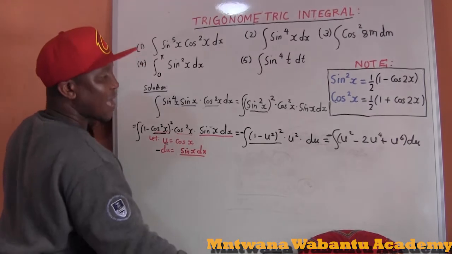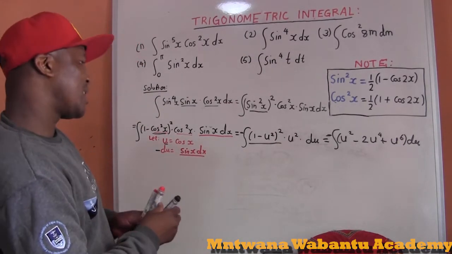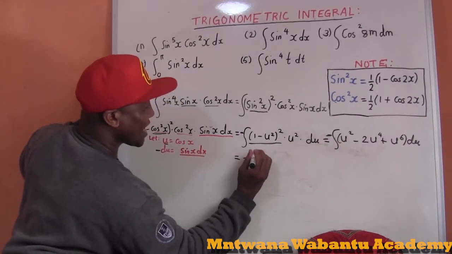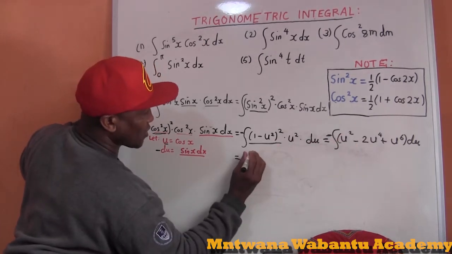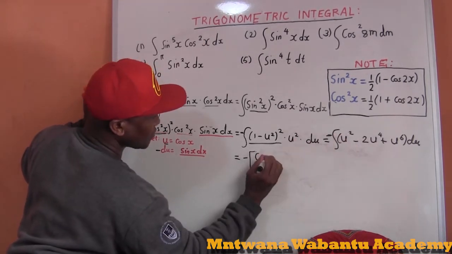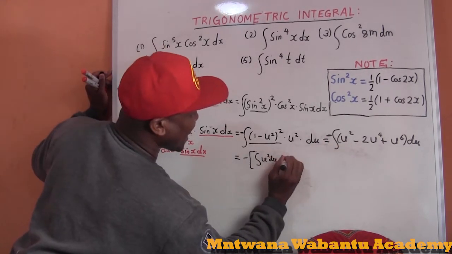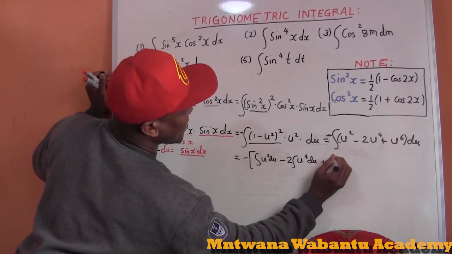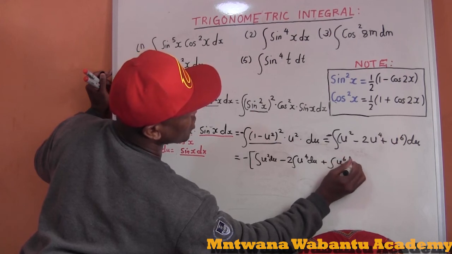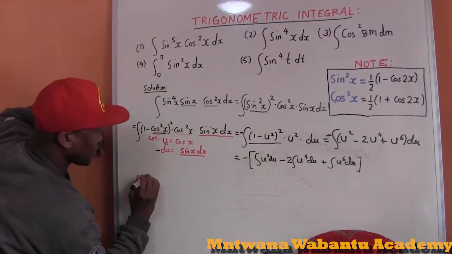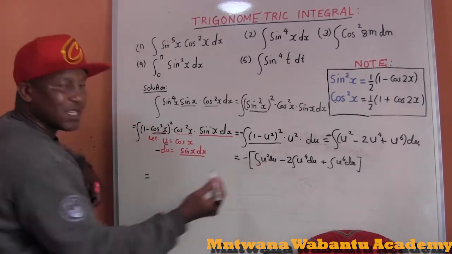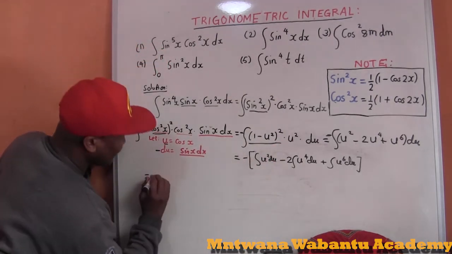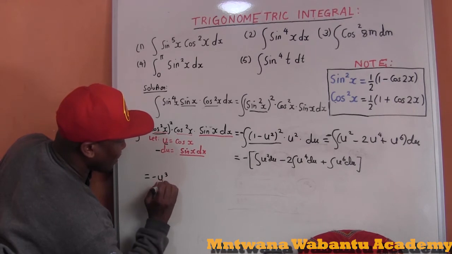So what we're going to do now is integrate separately. We can integrate separately, so integrate each one. We still have a negative, and then we integrate the first one, u square du, minus 2 the integral of u power 4 du, plus the integral of u power 6 du. Okay, so this is going to become, u square is in power form, so 2 plus 1 equals 3, over 3. So minus u power 3 over 3.